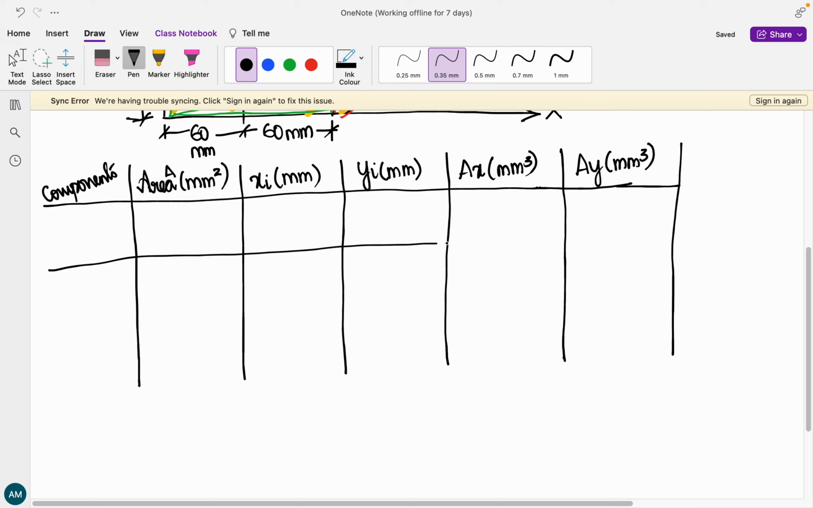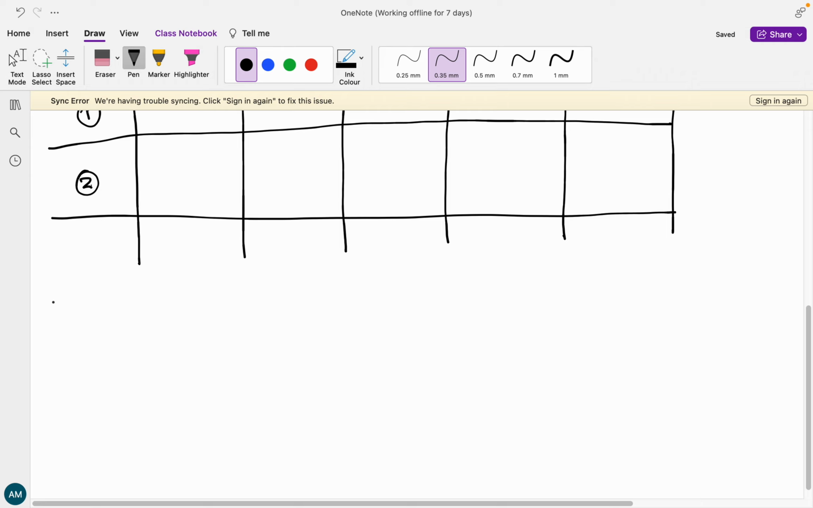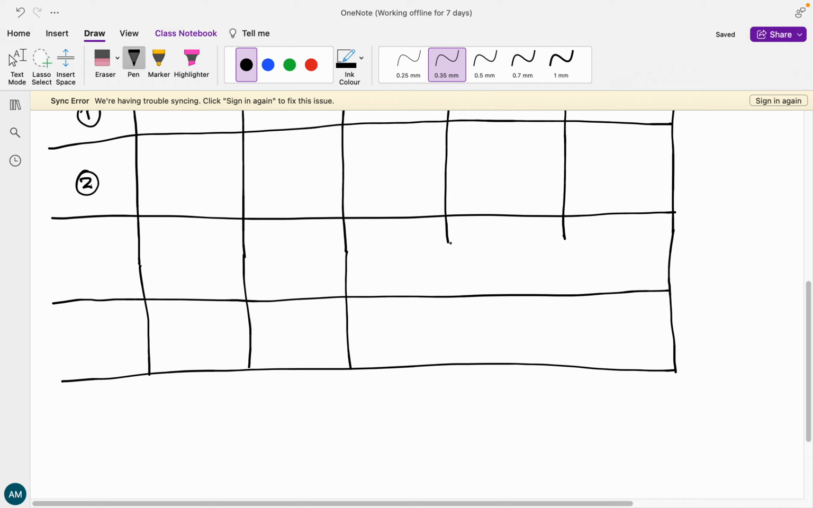Components are 4: component 1, component 2, so we have 4 components over here. Make sure that you write them in the rows. Writing the values in a tabular format is going to make the calculation part easy.